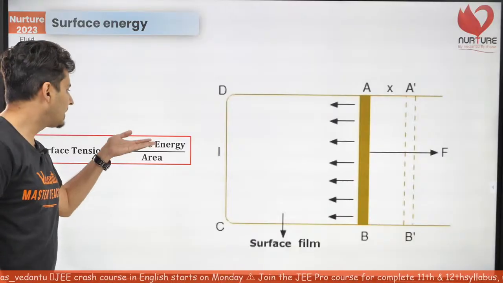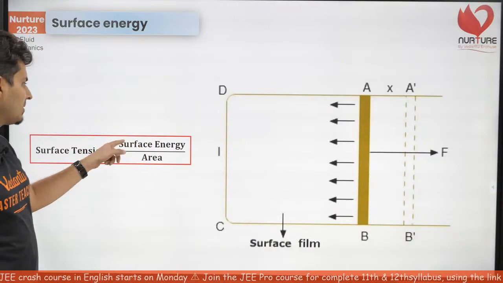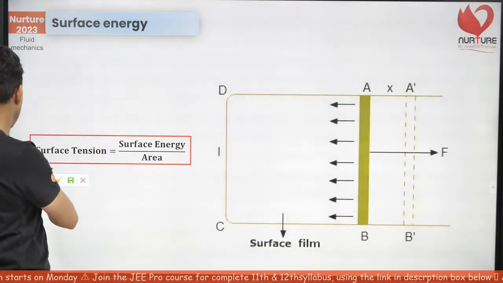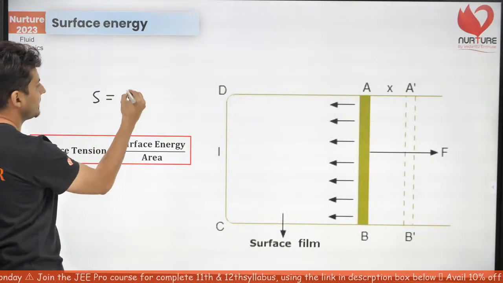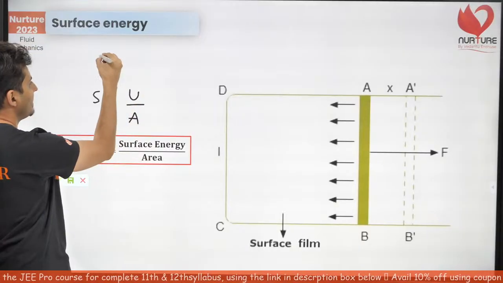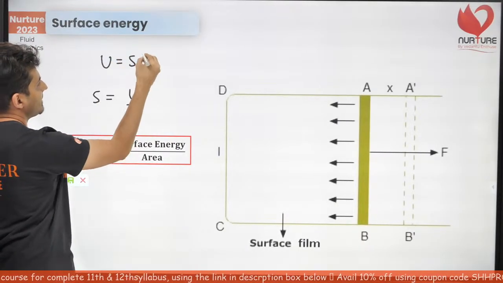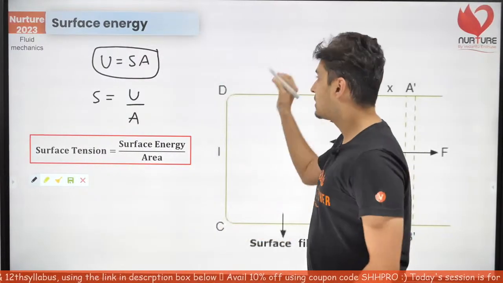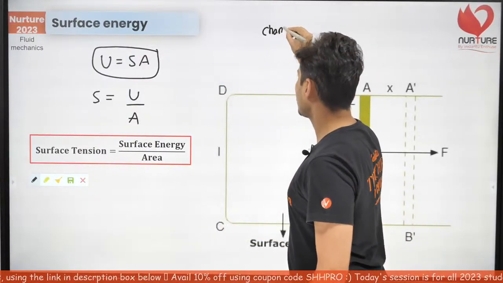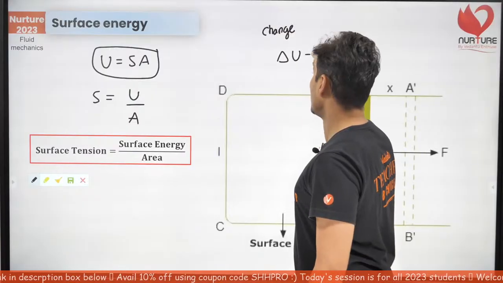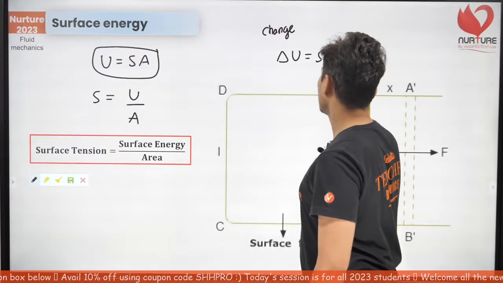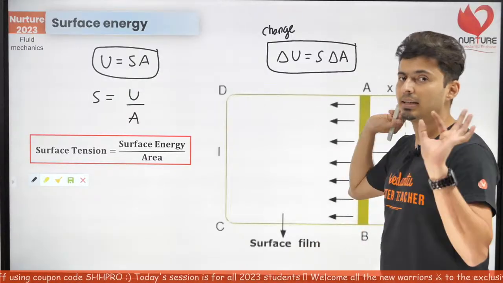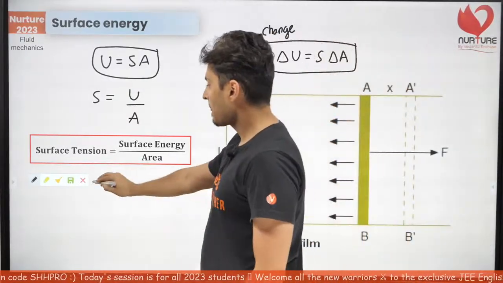So surface tension can also be written as surface energy by area. This is another way of remembering it, but it's the same thing if you notice. S will be nothing but U by A, or basically U is equal to SA. It's one and the same thing. Now, if you change the area, energy will change. So if you have any changes, then you can use this formula: delta U is equal to S delta A. So if you have any kind of changes happening in the area, delta U is S into delta A. Use this formula. Fair enough.